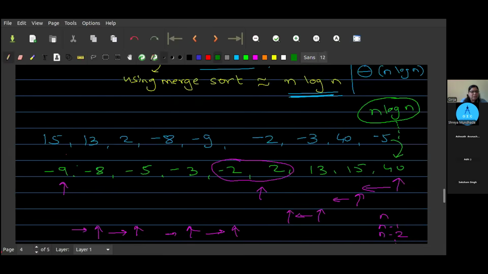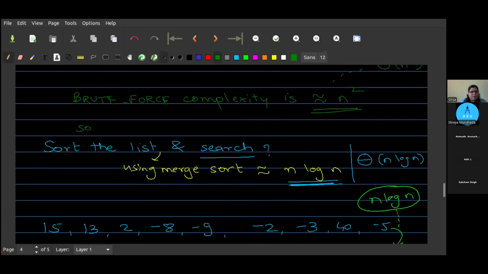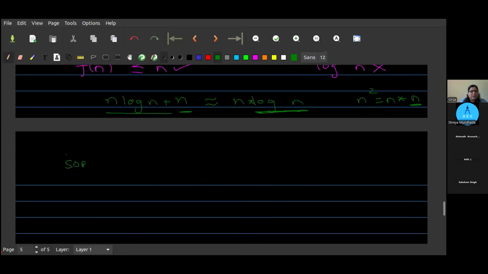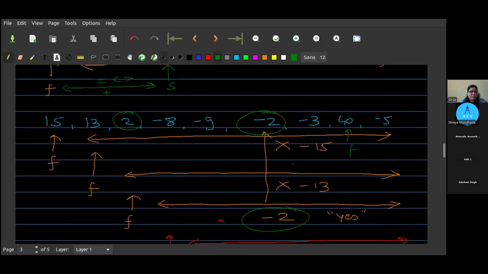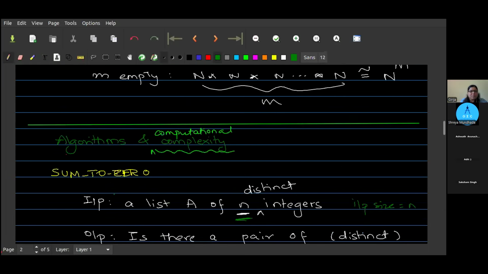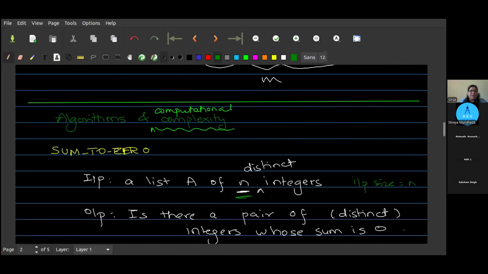So let's call this approach sort and search. Sort then search. So earlier brute force took n square. Now this approach takes n log n. So it can happen that a fixed problem. What was the problem here? The problem was sum to zero, right? Yeah, sum to zero.